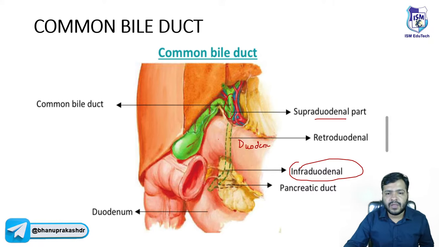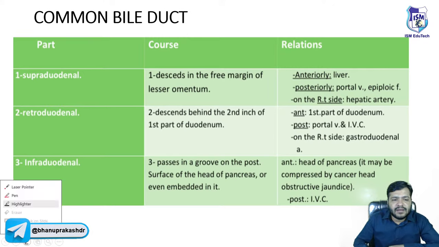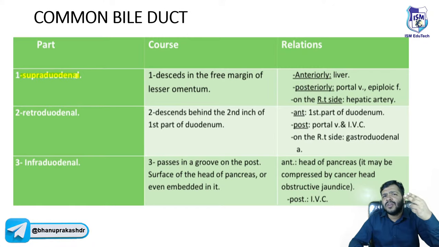Perfect. So obviously, beta, agar course ko chhodo aur simple relations pe concentrate karo, to anteriorly kya present hoga? Obviously supraduodenal part. Supra matlab duodenum ke upar. Theek hai? To common bile duct ke aage kya present hoga? Liver. Aur peeche kya present hota hai? It is portal vein. Ye sabko pehle hi pata hai. Retroduodenal ki agar baat ki jaye, beta, anteriorly what will be present, it is the first part of the duodenum.